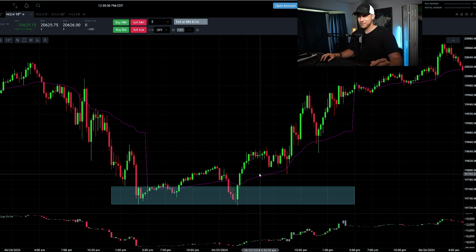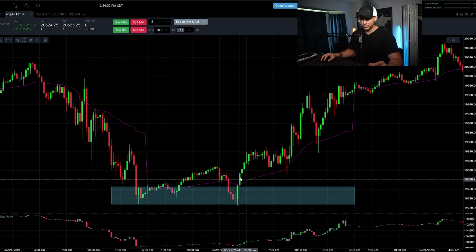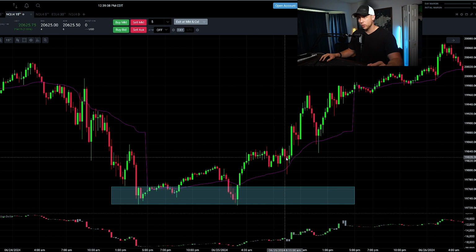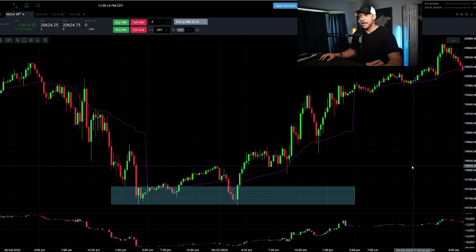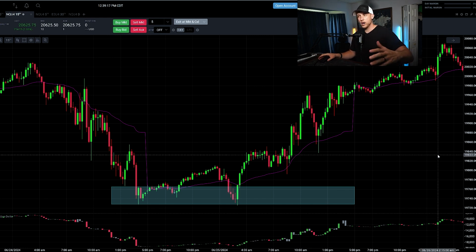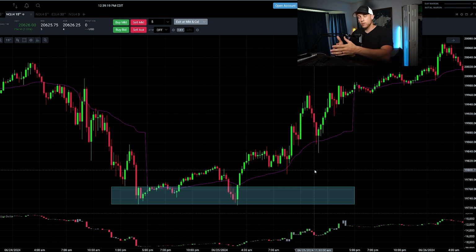Also, look what happens. We create a fair value gap, right? We have a fair value gap right here. Look what happens. Before we continue the trend higher, we move higher, consolidate. Look what happens. We come down and wick down into this fair value gap to then continue the trend higher, right?